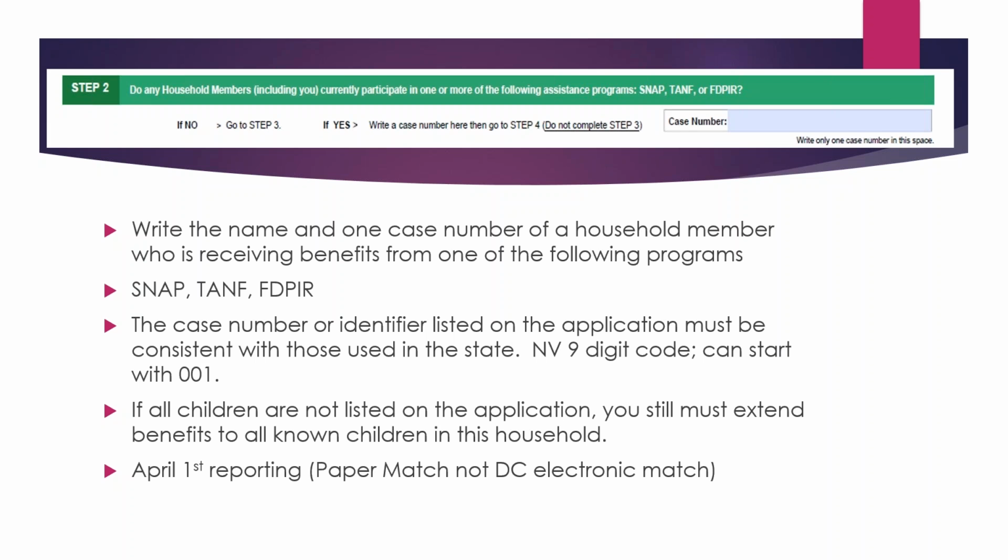If all children are not listed on the application, you must still extend benefits to all known children in the household. And the Nevada Department of Agriculture will be looking for this information in the spring. We will be asking for your April 1st reporting of this paper match. So just keep that in mind as you're processing applications.